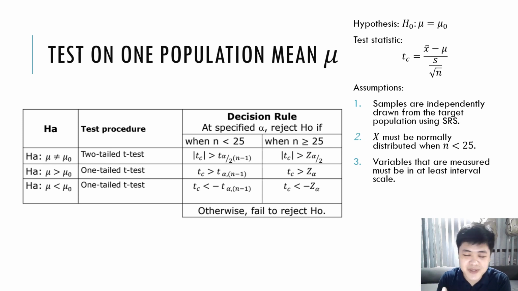Also, the second thing you need to consider is whether your n is small, whether it's less than 25, or if it's large, if it's at least 25. Then you have to select.